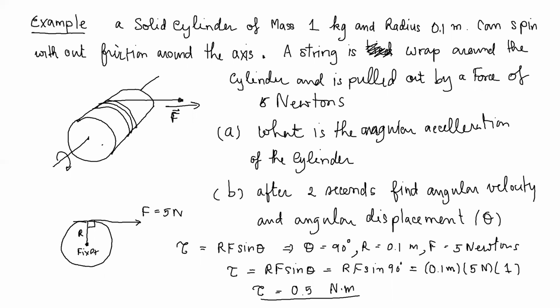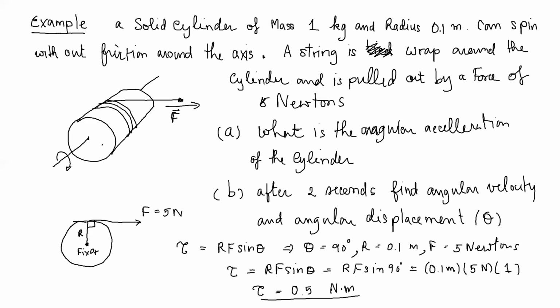In this example, a solid cylinder of mass 1 kilogram and radius of 0.1 meters can spin without friction around its axis. So it can spin around. A string is wrapped around the cylinder. So you put the string on the cylinder and wrap it around the cylinder.